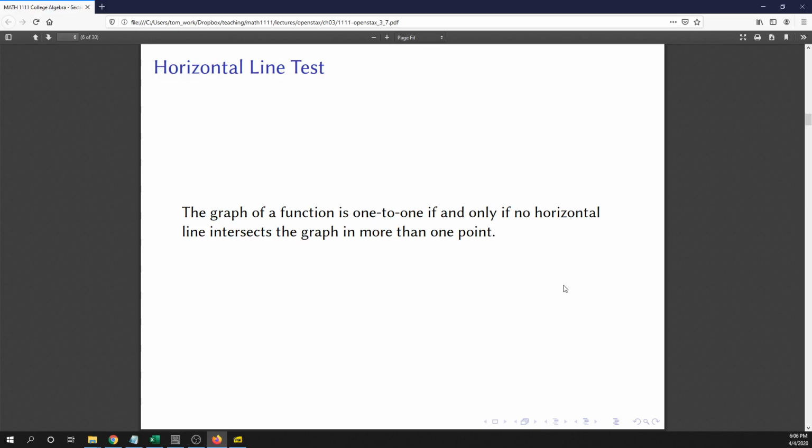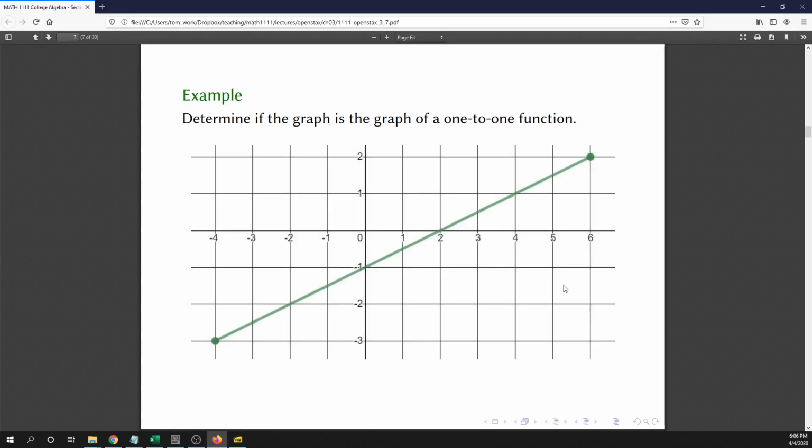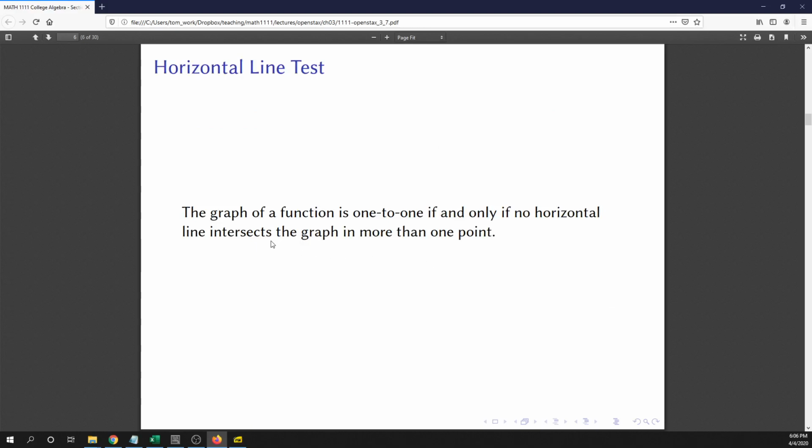And the horizontal line test is a way for telling whether or not a function is one-to-one by looking at the graph. When I say function, I mean that it can be written as y equals a function of x. So y is a function of x here. And the horizontal line test says the graph of a function is one-to-one if and only if no horizontal line intersects the graph in more than one point.